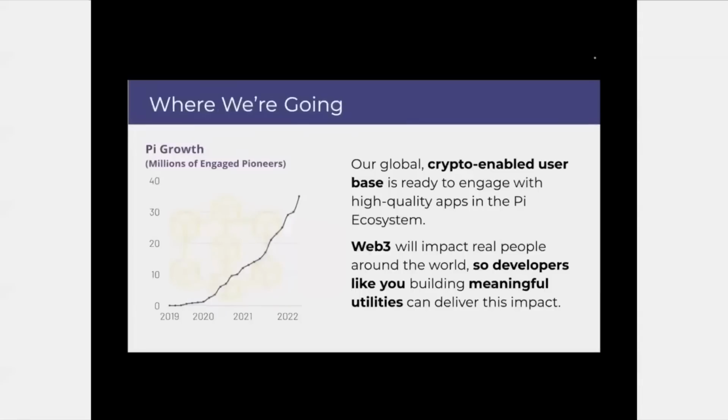Now, the user base of pioneers is already crypto-enabled, meaning that they have what are called wallets, which is essentially a private key and a public key. But they don't just have wallets, so the ability to interact with the cryptographic algorithms, but they also have wallets with cryptocurrency inside Pi, and they have been mining for over 4 years. So they are essentially a group of people who are ready to interact with Web3.